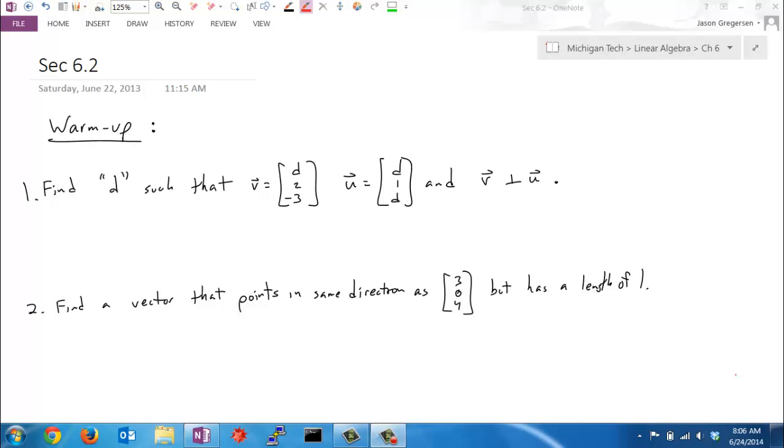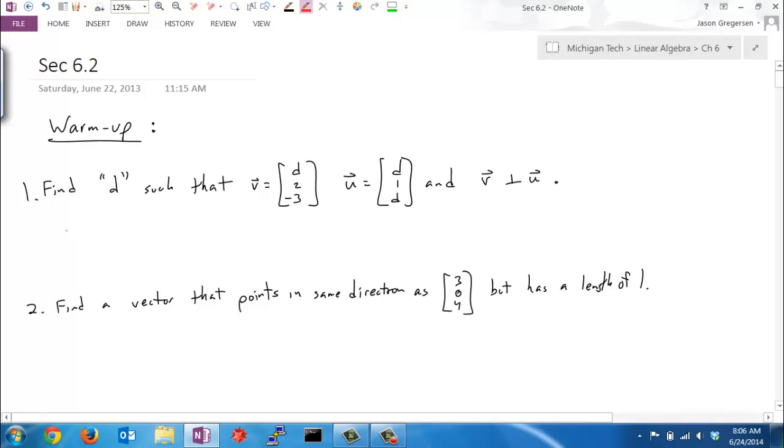All right, so let's go through the warm-up. Find a number D such that these two vectors are perpendicular. All right, so we want to show they're perpendicular. We know that if they are perpendicular, then what's going to be true about their dot product? Dot product should be 0.